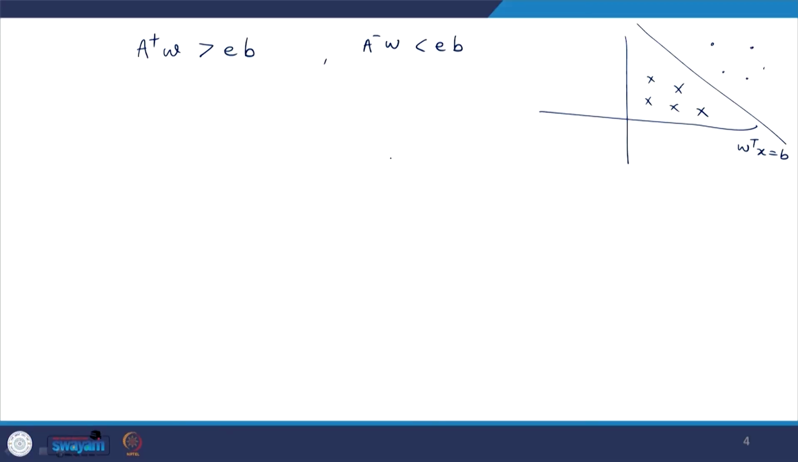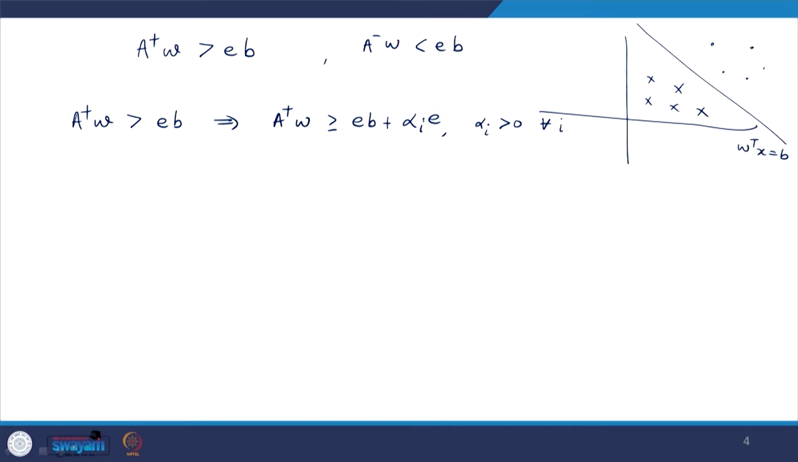Now, let us try to understand. A plus W greater than E b implies A plus W is greater than or equal to E b plus alpha i, where alpha i's are greater than 0 for all i. It is greater, meaning plus, because if it is greater than E b, then it is further greater than E b plus alpha i, because alpha i is strictly greater than 0.